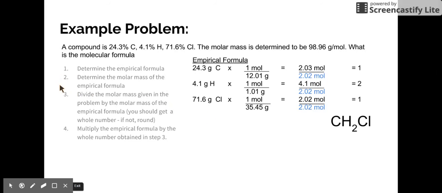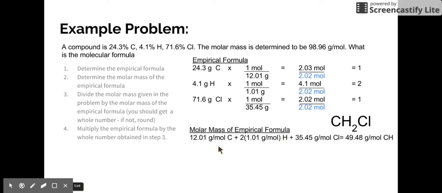Determine the molar mass of the empirical formula. So here's our empirical formula. Let's find the molar mass of that formula. That's 1 carbon on the periodic table plus 2 hydrogen. So I'm going to take 2 and multiply that by 1.01 for our molar mass of hydrogen. Then I'm going to add that to chlorine, and I only have 1 chlorine, so that's the molar mass of chlorine. That's going to give me a molar mass of 49.48 grams per mole of our CH2Cl. So, sorry, this is not correct right there. I'm going to delete that. That's the molar mass of CH2Cl, so don't worry about that.